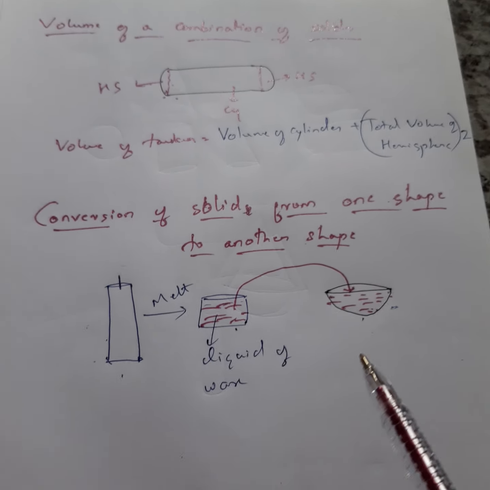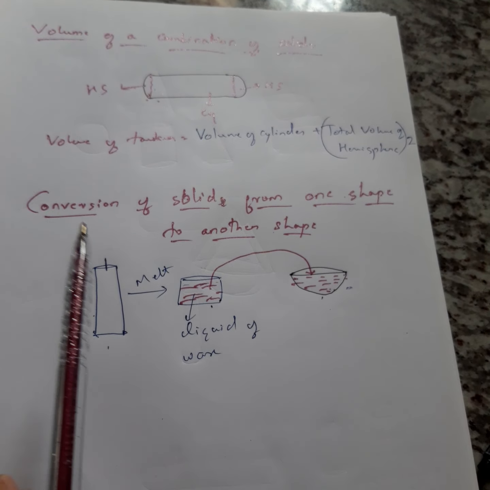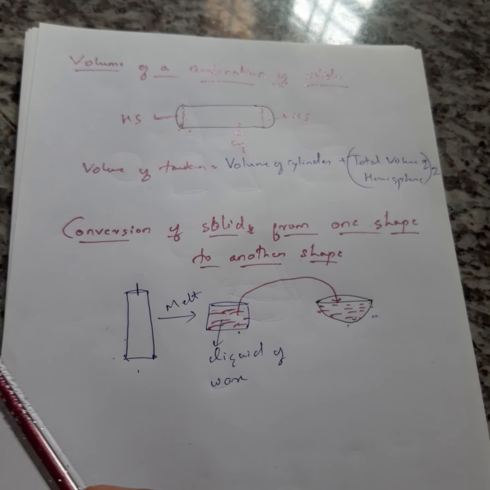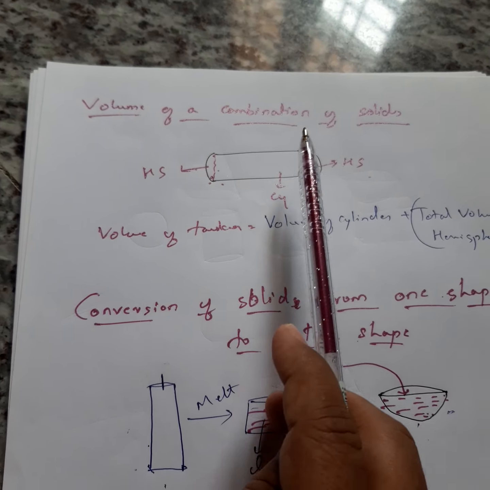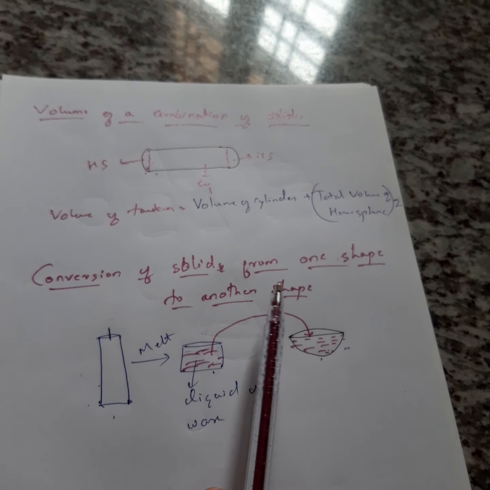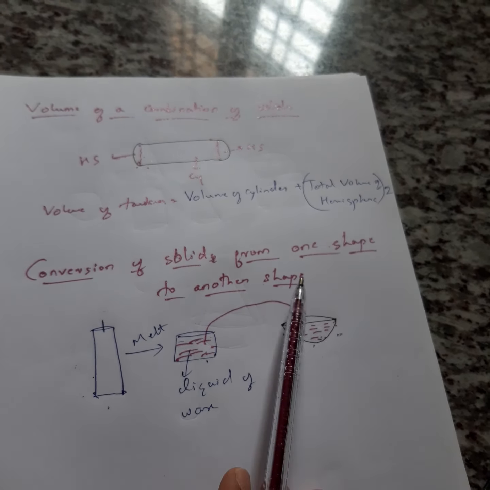Hope you understood all 3 topics. One is total surface area of a combination of solids. Second one is volume of a combination of solids. Third one is conversion of solid from one shape to another shape.